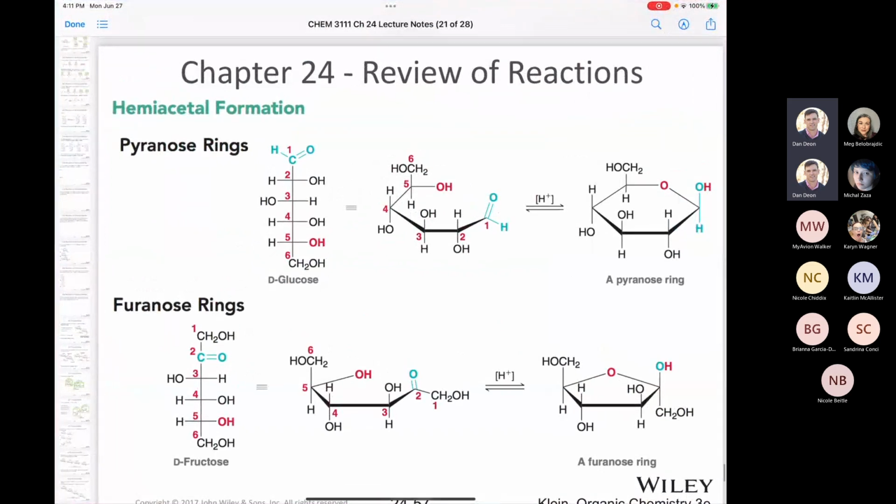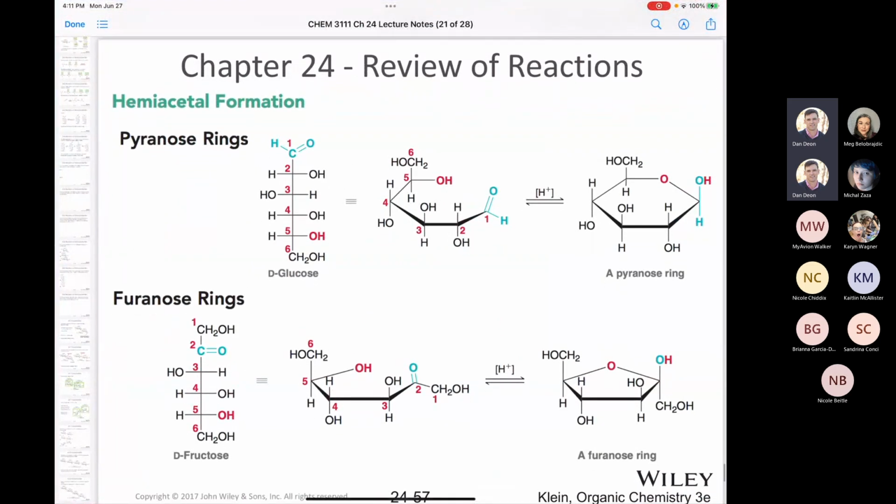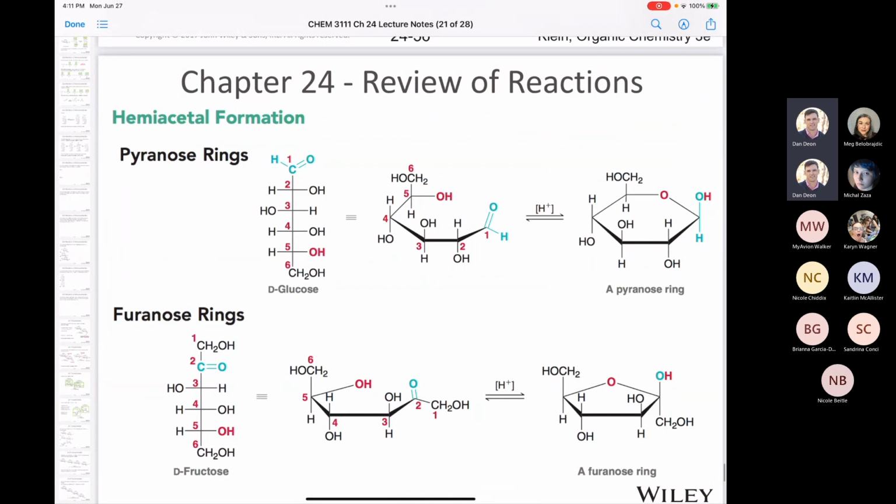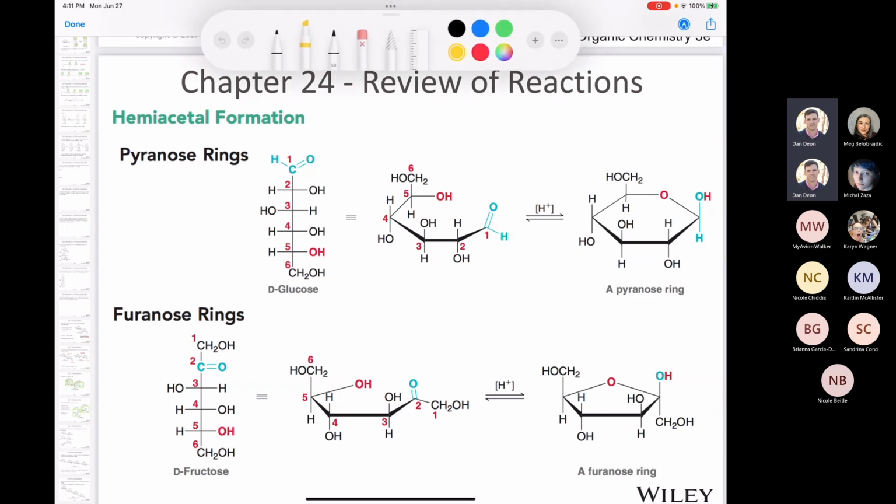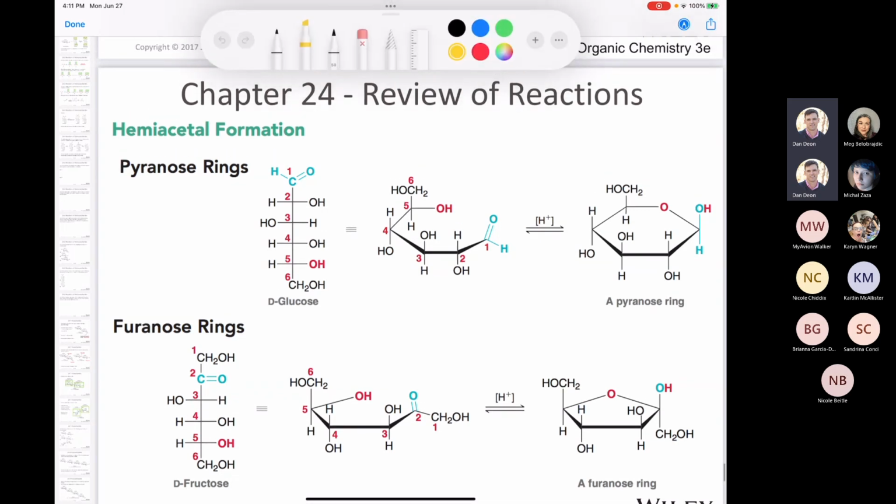All right, so if you watched the video that I had posted that pertained to chapter 24, let's just do a quick review of some of the reactions that you have to know from chapter 24. And let's try some practice problems so you'll understand the concepts very well. You know, the sugar that comes up the most in this chapter is D-glucose. And there's a reason why D-glucose is the most abundant monosaccharide on the planet Earth.